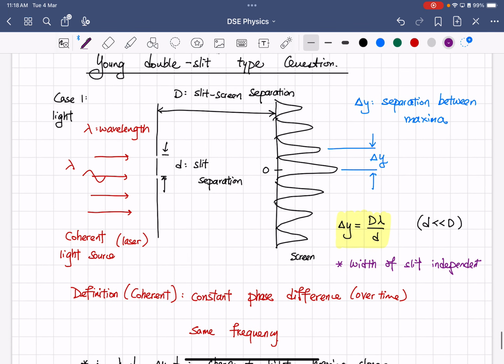Now, for example, the antinodal lines will be: here is one antinodal line, here is one, here is one, here is one, here is one. So these places where you have the maxima essentially also tell you about the separation between antinodal lines. Okay. Now, this is case 1.